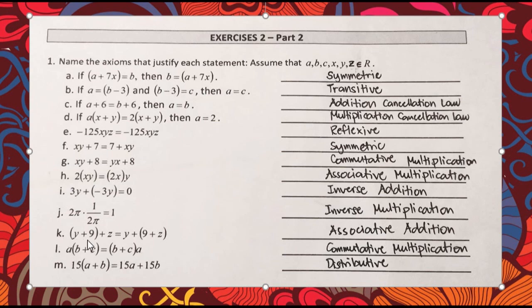Y plus 9 quantity plus z is equal to y plus quantity 9 plus z. This is associative addition. A times quantity b plus c is equal to b plus c times a. This is under commutative multiplication. And the last one, 15 times a plus b is equal to 15a plus 15b. This is under distributive axiom.